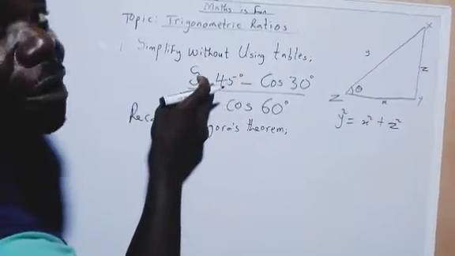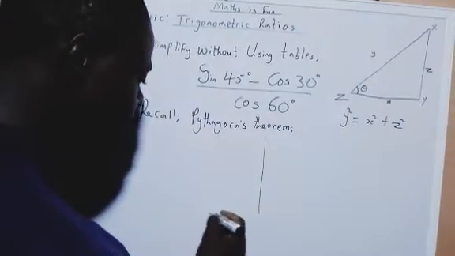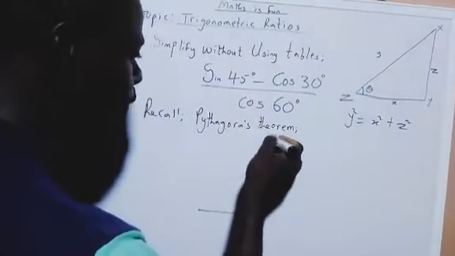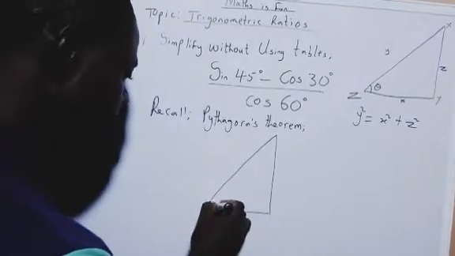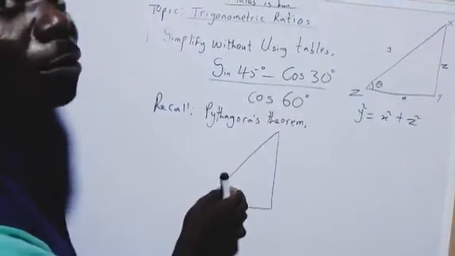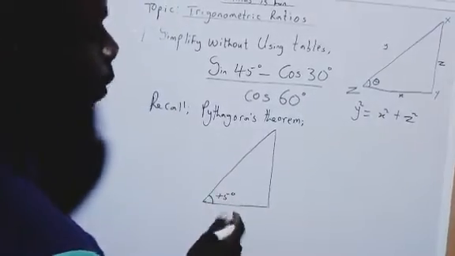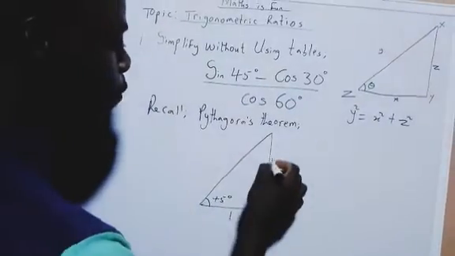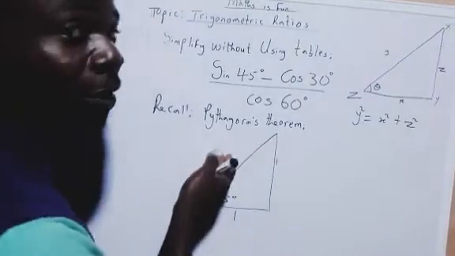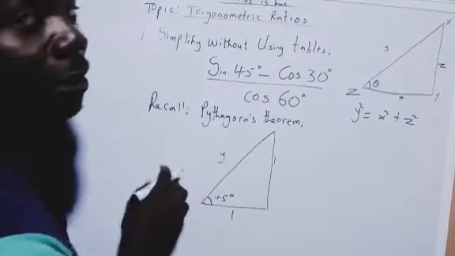This is sine 45 degrees. So we have a right angle triangle here. Because the question says without using tables, it can be done without using tables, but we can use a chart. So this is 45 degrees. So we can name these sides 1, 1. With the help of this, we can find the longest side of this right angle triangle. How? Let's name it letter Y.